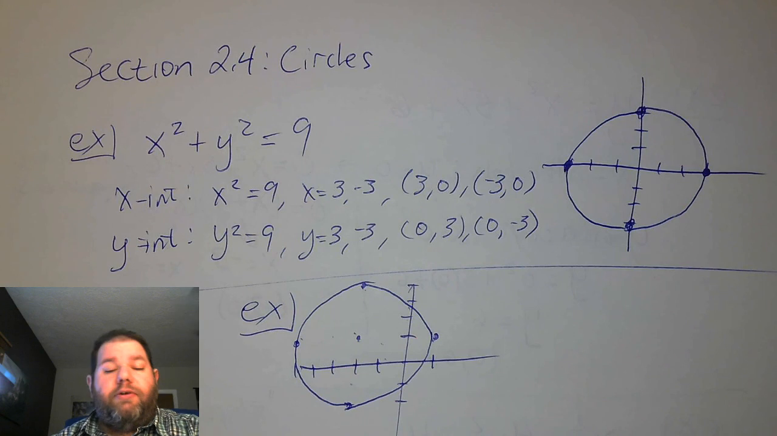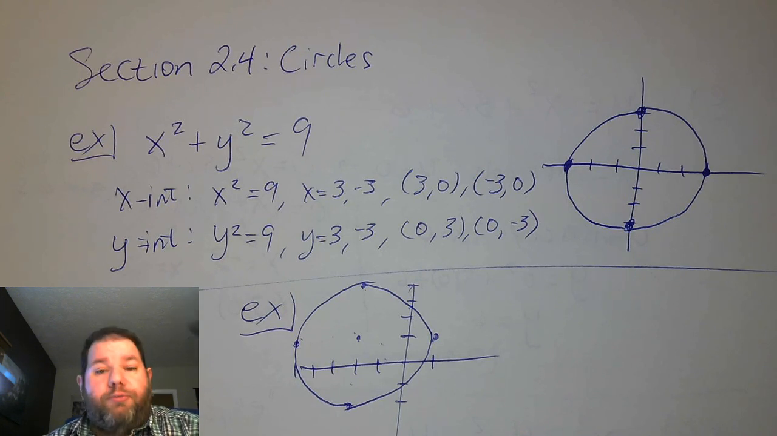So we just go up 3, right 3, down 3, and left 3 from that center, and we're able to find the points that are on the edge of the circle. There are other points, of course, but those are the ones that are most easily located.